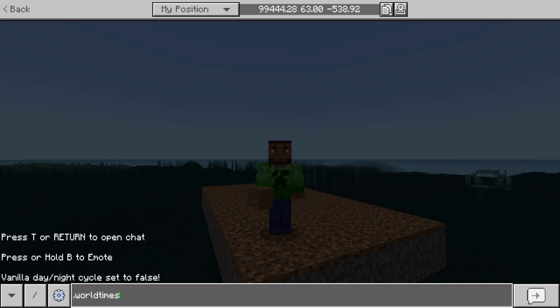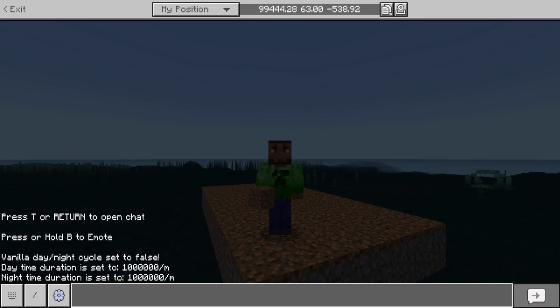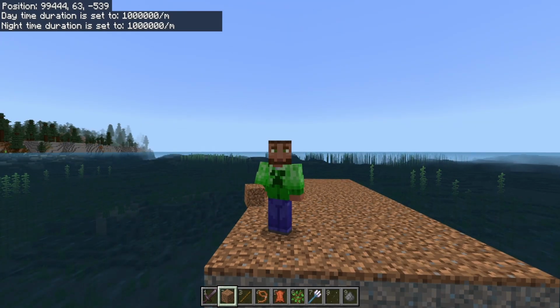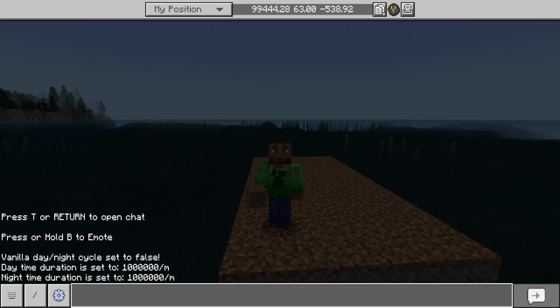and if I happen to want to see what those were set to, I can just type in the command period world times. That's going to actually show me the world times that this is set to, which is about 1 million on the daytime and 1 million at the nighttime. So the way that we're going to change these values is we're going to type in a period and then daytime and then a space and the value of time that we want after this.